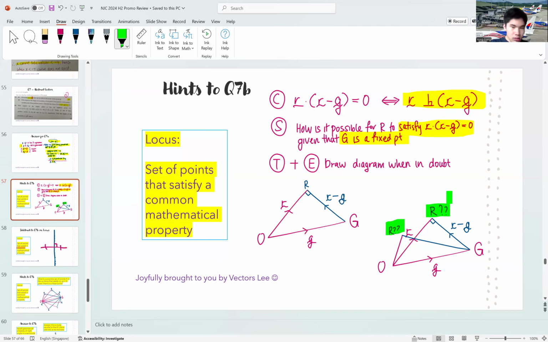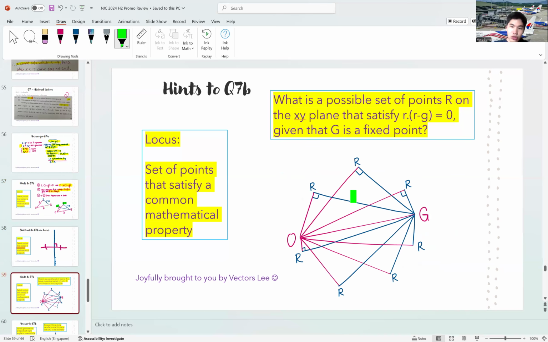Makes sense, right? Now, if I repeat the same step, I have to draw an infinite number of right angle triangles. I'm going to see that there's R here, R here, R here, R here, R here. The blue vector is R minus G. Because this is OG, minus G is here, so R minus G goes this way. So the blue vector is indeed R minus G.